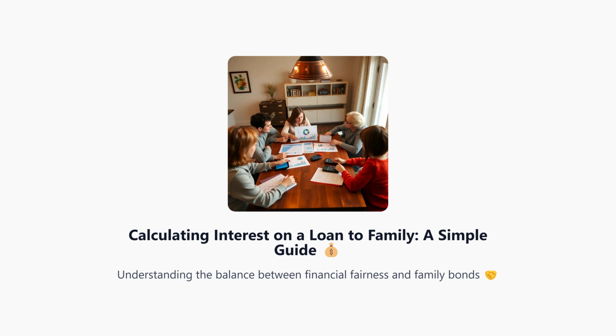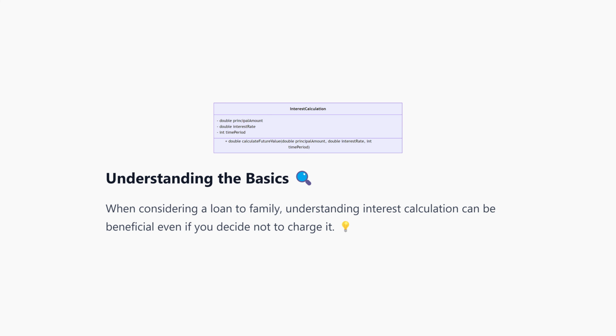In this video, we'll delve into understanding how to calculate interest on a loan to a family member, even if you don't intend to charge it, balancing financial fairness with maintaining family bonds. To begin with, understanding the basics of how interest is calculated is crucial. The common method used is the simple compound interest formula, which considers the principal, interest rate, and the period. This calculation is helpful even if you plan on not charging interest.